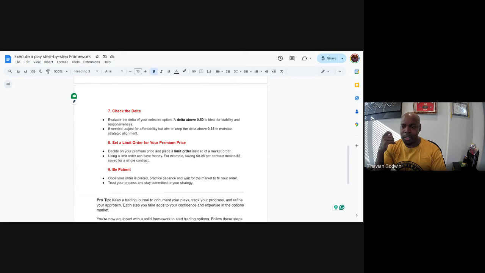And $5 over 100 contracts is pretty expensive. It can make you a lot of money, and it can also cost you a lot of money. So I always say be patient when you're setting your limit orders. It might not hit that day. But if you're confident in those numbers and you're watching the market go up and down, eventually it will fall back to your price.